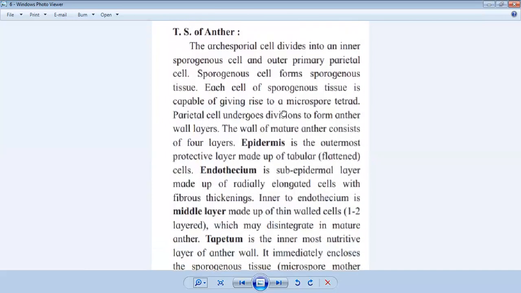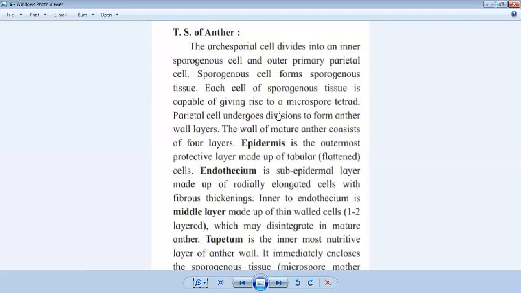Let's talk about the TS of anther. TS means transverse section. The transverse section of the anther shows the 4 anther lobes, or pollen sacs, also called pollen chambers. The archesporial cells divide into inner sporogenous cells and outer primary parietal cells. Sporogenous cells form the sporogenous tissue. Each cell of the sporogenous tissue is capable of giving rise to a microspore tetrad.